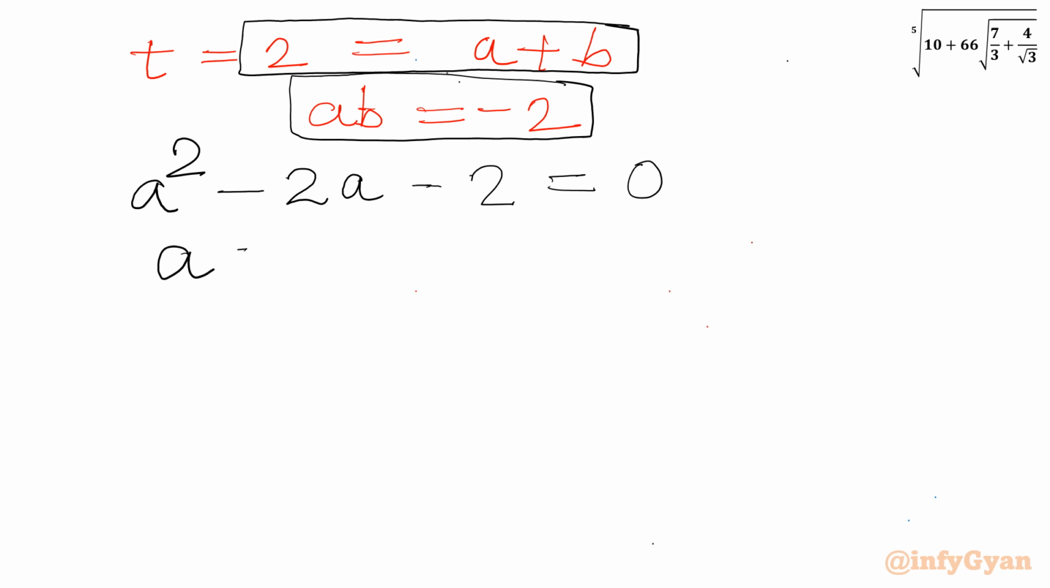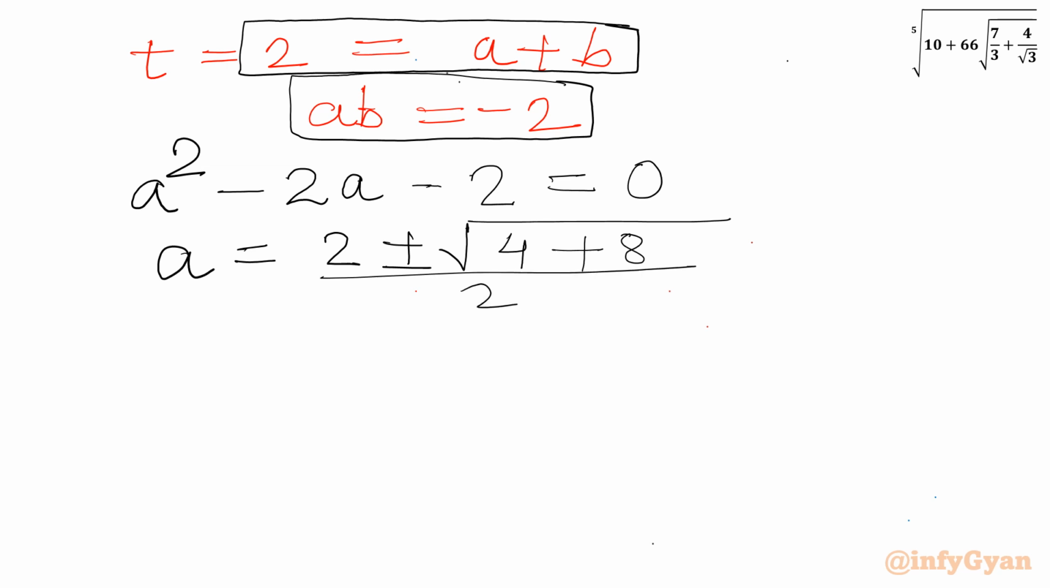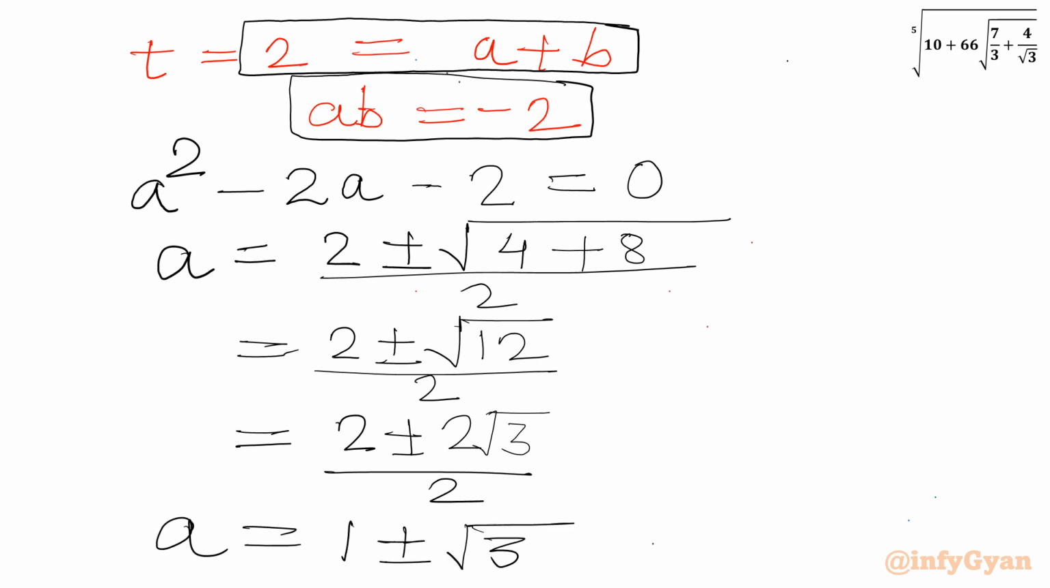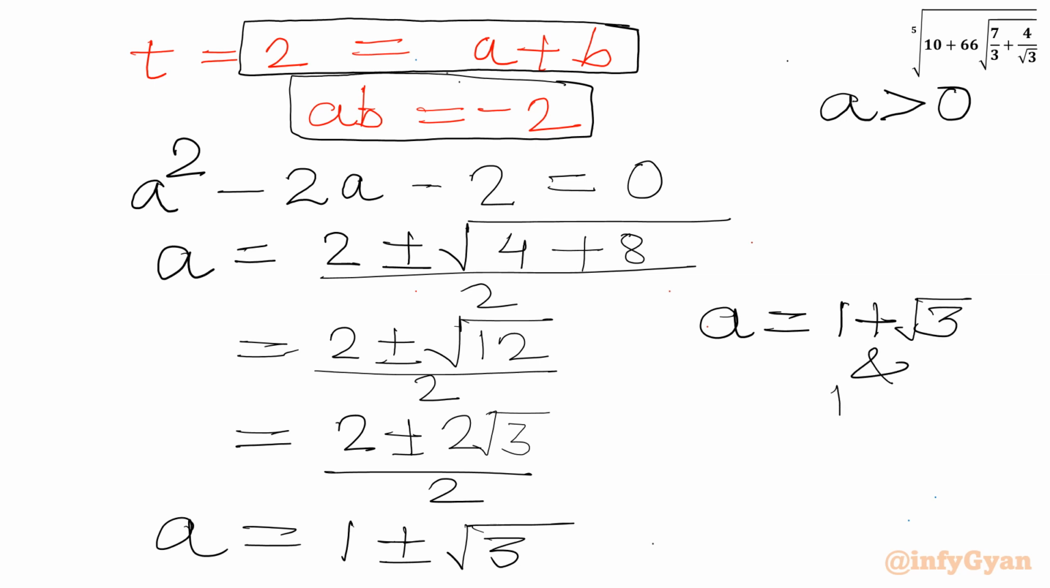I can use the quadratic formula. So a will be equal to minus b, so 2, plus minus under the root b square, so minus 2 square is 4, minus 4ac, 8, over 2a. So 2 plus minus square root 12 over 2, which further we can write as 2 plus minus 2 square root 3 over 2, or I can write 1 plus minus square root 3. Now the condition on a was that a will be always positive, greater than 1, positive. So I will write here a equal to 1 plus root 3 and a equal to 1 minus root 3.